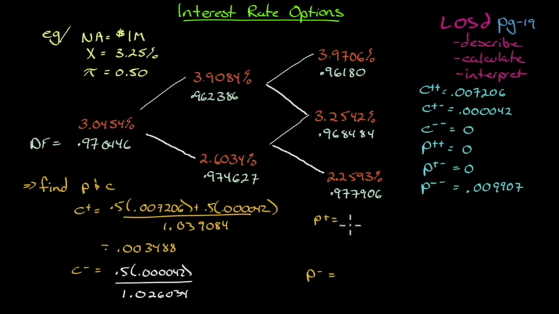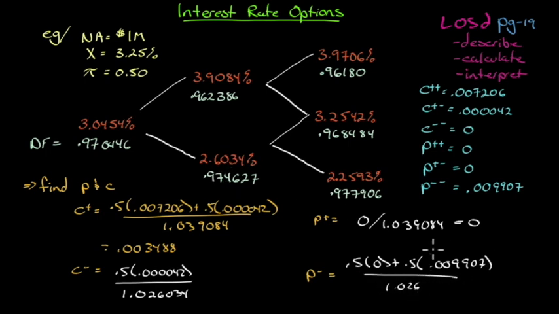So for P plus, that would put us up here. We have to figure out these two. What are our two values? Our two values are 0. We don't really have to go any further. We could just put 0 and be done with it. But it would have been 0 divided by 1.039084, just to show you what the denominator would be. This one down here would be 0.5 times 0 plus 0.5 times 0.009907. And we're going to use this rate down here, 1.026034, and that will give us 0.004828 for the value of P minus.